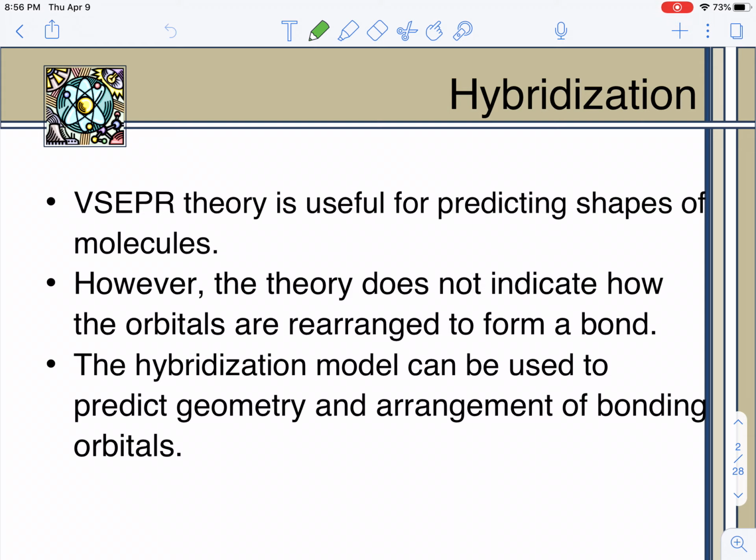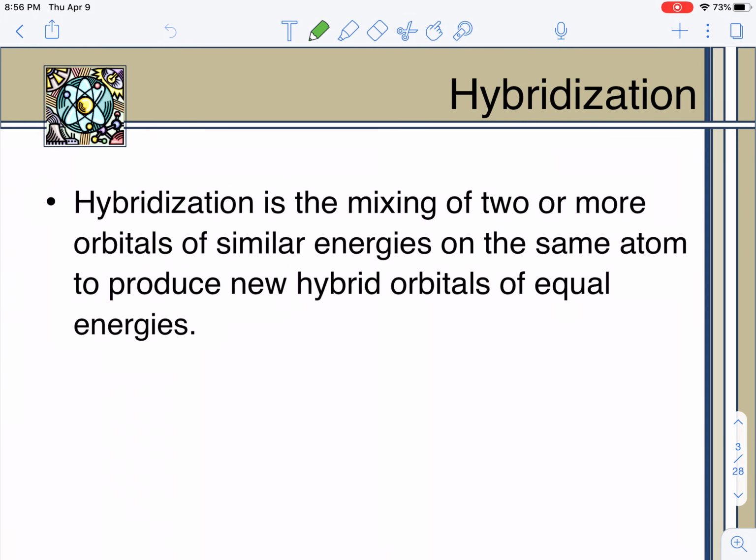So we know about VSEPR theory. We know that we can use it to predict shapes. Why can we do that? Because valence electrons repel one another. But it turns out that that doesn't tell us very much about how the orbitals actually rearrange themselves to make this bonding happen. And a good way of thinking about hybridization is that it is basically mixing two different orbitals, and that produces new orbitals that are a little bit easier to bond together.